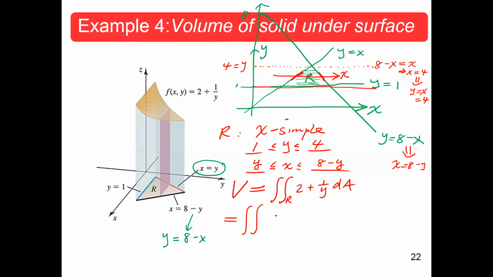So let's go ahead and write it out using our simple principle. Constant must be in the outer, so we should have 1, 4 matching y. So we're going to have dy in the outer. Inside, you should have the other variable, which is x. So x is between y and 8 minus y, dx. That's how you set it up.